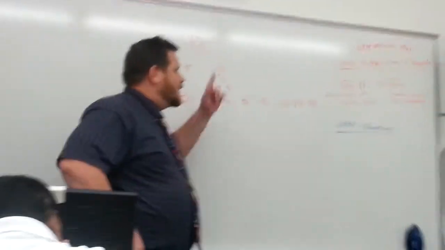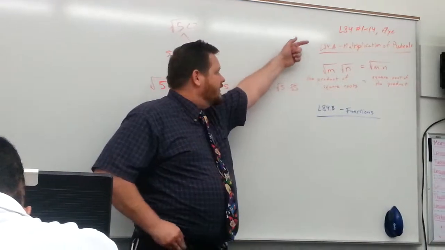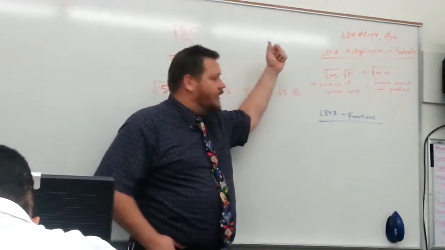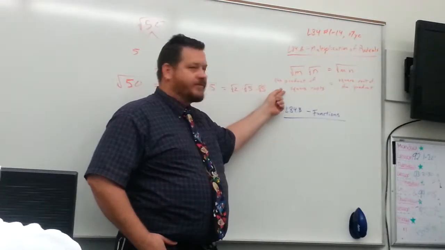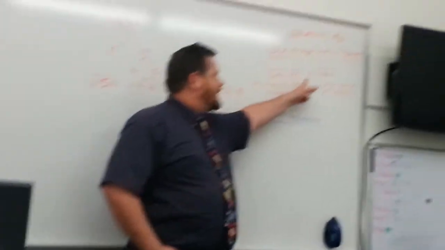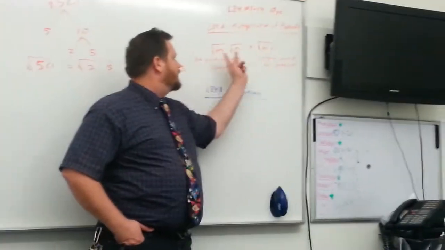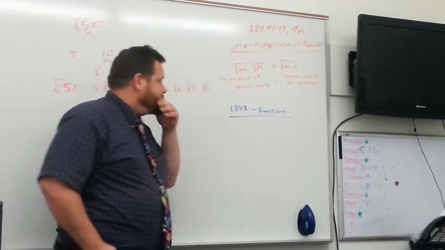Okay. So recap for the sake of the video. The first part of lesson 84 is multiplication of radicals. Not a new concept, but the idea is if you have the product of square roots, so square root of something times the square root of something else, that equals the square root of those two things being multiplied. Product of square roots equals the square root of the product.